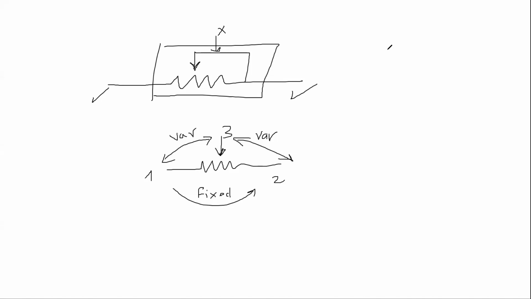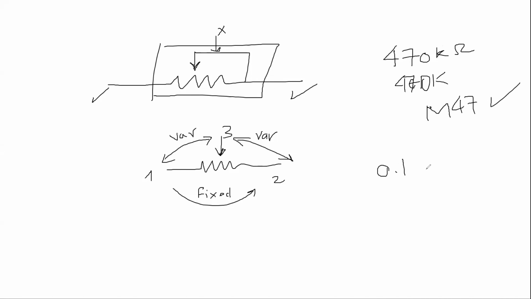Let me give you some examples. If I have, for example, 470 kilo ohm, how can I write it with M instead of K? For K, I can write 470K. With M, you put it on the right: M47. How about if I have 0.1 ohm? R1, right.